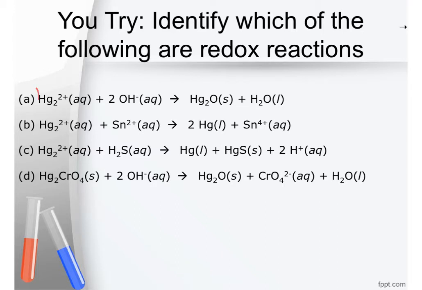This one's a little tricky, so I just wanted to do it for you. Mercury ion, and remember I said that for ions, their oxidation number is simply the charge on the ion. This one's a little tricky because the mercury ion comes as a double, 2 mercuries, okay? So what that means is the oxidation number of each individual mercury is only +1. All right.